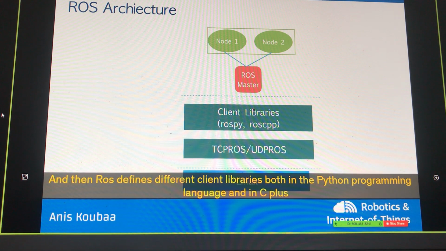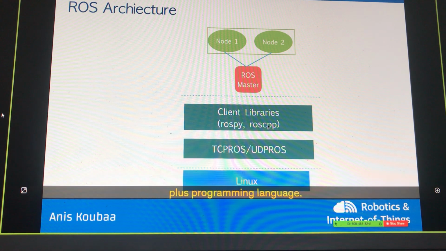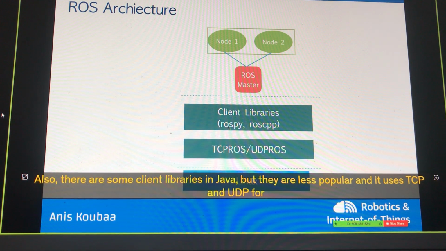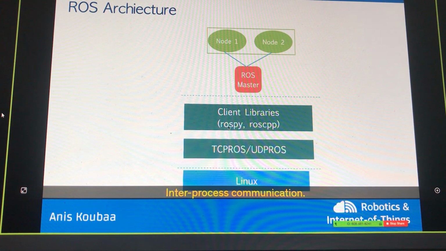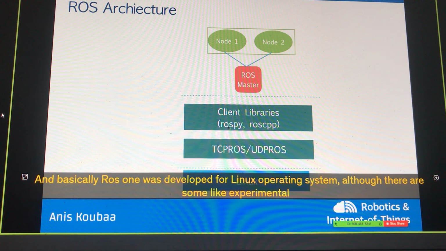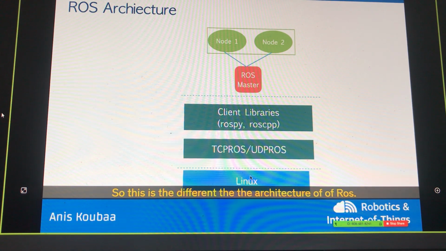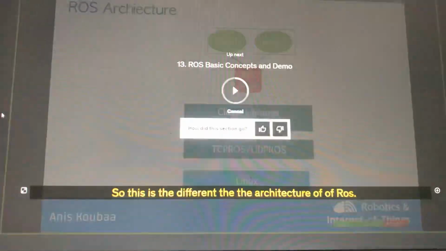And then ROS defines different client libraries, both in the Python programming language and in the C++ programming language. So these are the two main programming languages. Also, there are some client libraries in Java, but they are less popular. And it uses TCP and UDP for inter-process communication. And basically, ROS1 was developed for the Linux operating system, although there are some experimental versions for Mac and Windows, but they are not of much use as far as ROS1 is concerned. So this is the architecture of ROS.